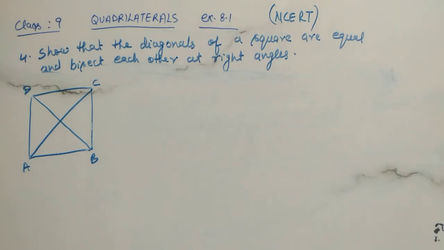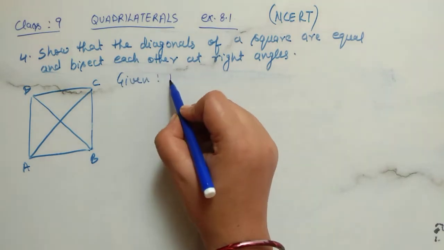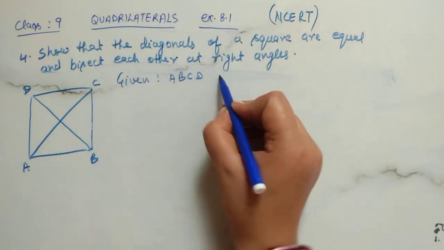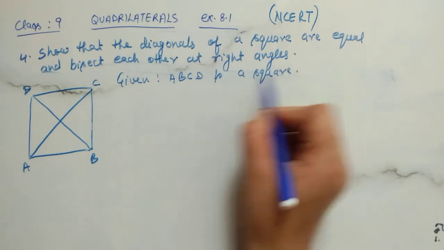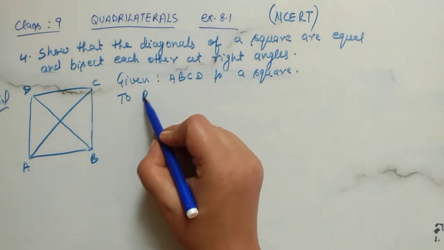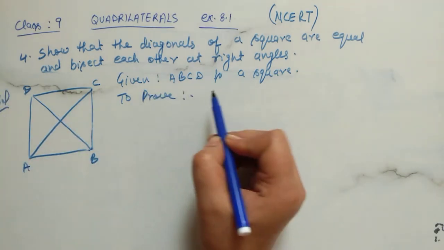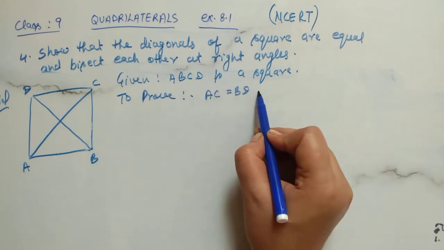So just see what things are given to us. What is given to us? That ABCD is a square. What we need to prove? Just see, this is the solution. What we need to prove? We need to prove that AC is equal to BD.